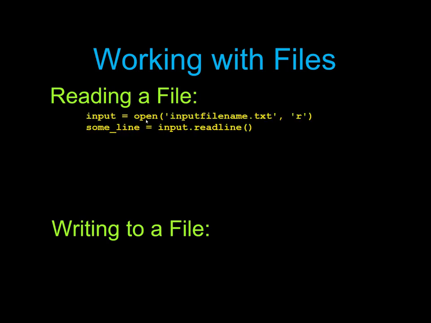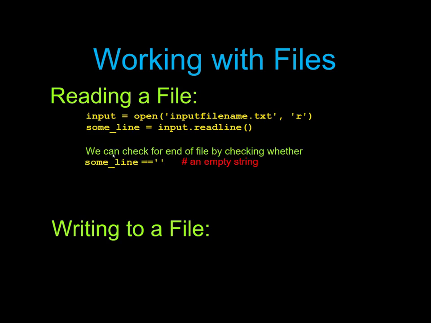To read a file, you usually open the file: the name of the file to be opened, and 'r' to indicate it is for reading. This is assigned to input. Now we have this input, which is a handle to the file. We can do readline to get a line. We can check whether we have hit the end of the file by checking whether the line read is equal to the empty string. At the end of all processing, it is good practice to close it.